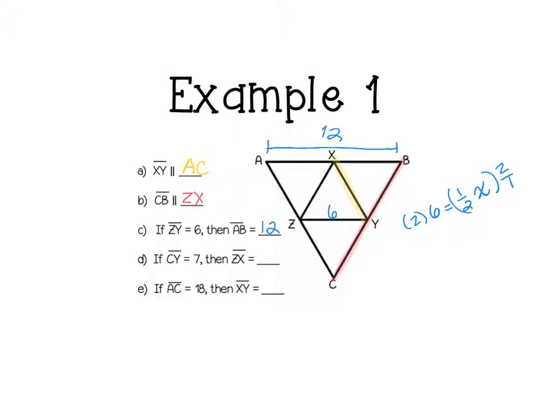Now we're going to look at letter D. If CY is 7, then ZX is a question mark. Now, important to remember that midsegments connect midpoints. So if CY is 7, then YB is 7. So then X equals 1/2 of 14, because this entire length would be 14. So X equals 7.